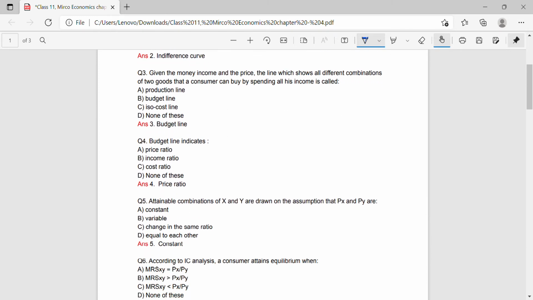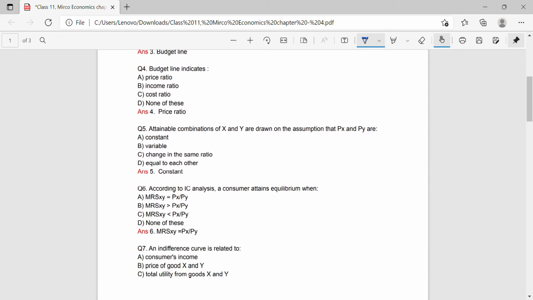Question 3. Given the money income and the price, the line which shows all different combinations of two goods that a consumer can buy by spending all his income is called: option A, production line. Option B, budget line. Option C, isocost line. Option D, none of these. Correct option is option B, budget line.